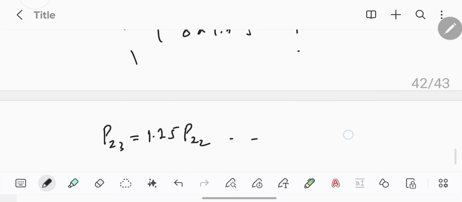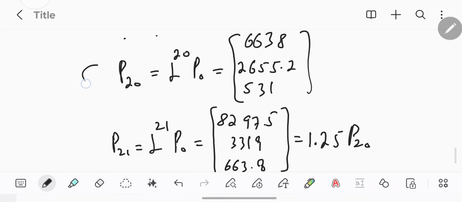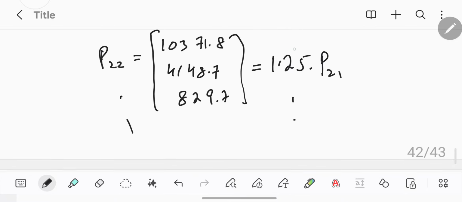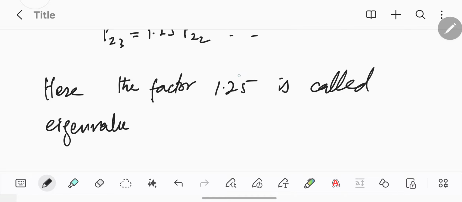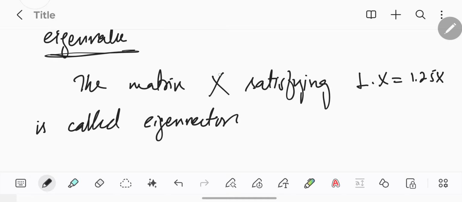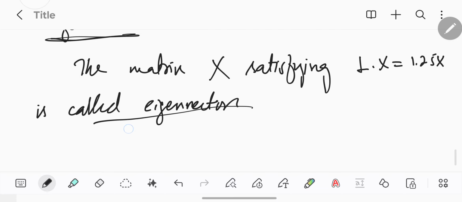So the growth factor becomes constant after n is equal to 20. After 20 years, the growth factor becomes constant. And this is a very good thing. This constant is called the eigenvalue. Here, the factor 1.25 is called the eigenvalue, and the matrix X which satisfies this thing, L x is equal to 1.25 x, is called the eigenvector.